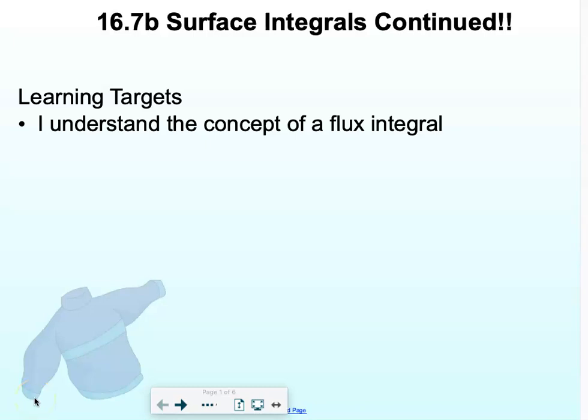All right, today we're doing a lesson on 16.7b, which is a continuation on surface integrals with a topic called flux.